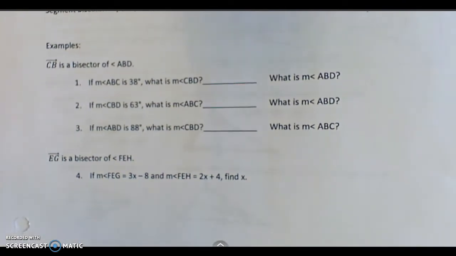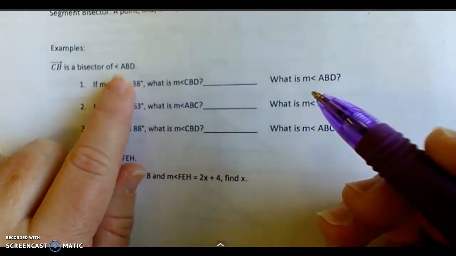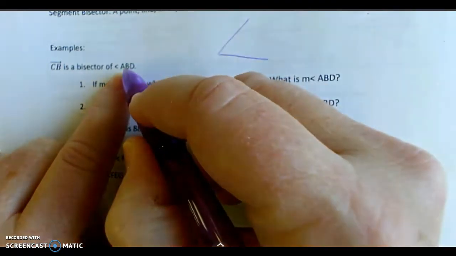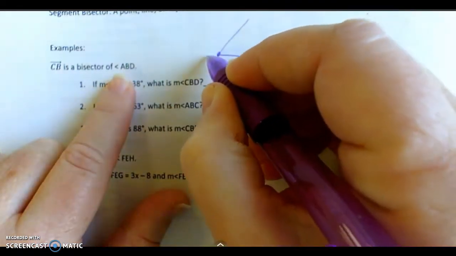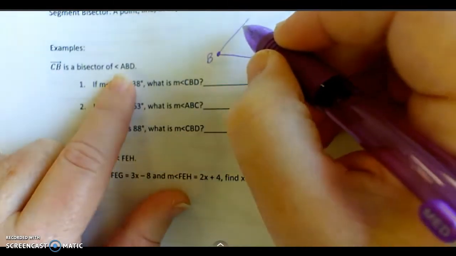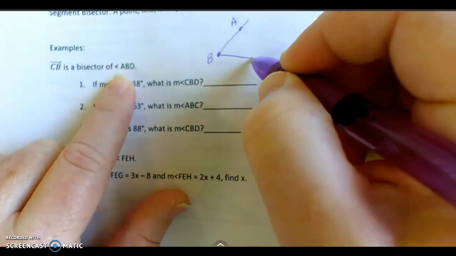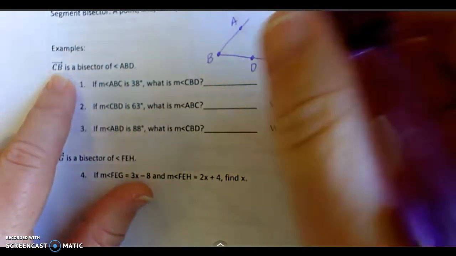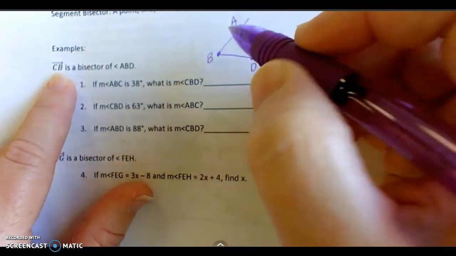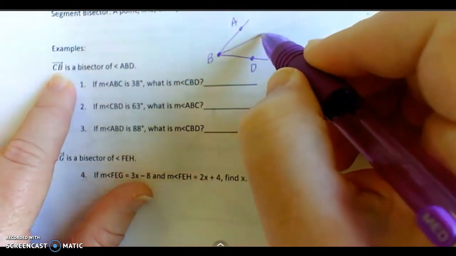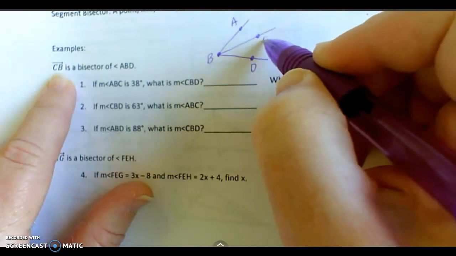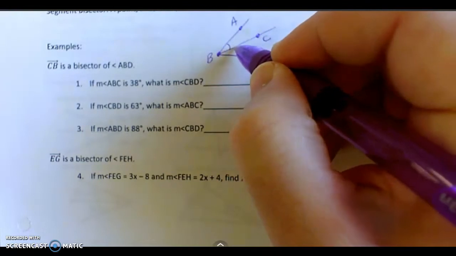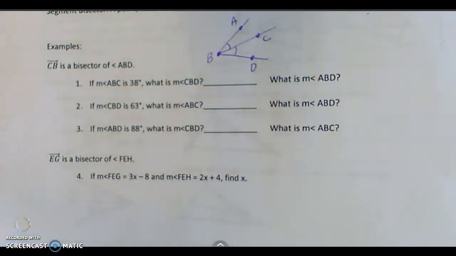So here's some examples. First of all, it says we have an angle ABD. Alright, I'm going to draw that. The letter in the middle is the letter at the vertex, and then A and D are just on the outsides of the angle. It says CB is a bisector. Well, here's B. We don't have C yet, but it's a bisector, so we're going to just draw another ray or segment. And here's C. So CB is a bisector of ABD. And so here, these two angles are the same.